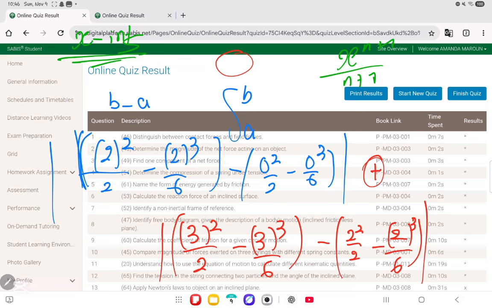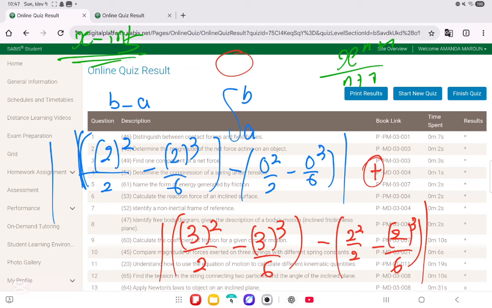So if I put it on my calculator, absolute value, 2 squared over 2 minus 2 to the power of 3 over 6. You first put this in a bracket. After I put this in a bracket, what do I do now? I do minus 0 squared over 2 minus 0 to the power of 3 over 6.